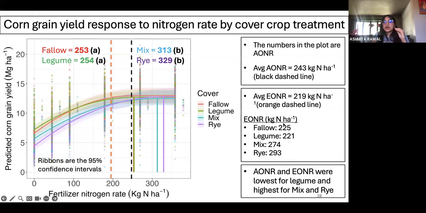And economic optimum nitrogen rate for all the treatments is over here, where legume was lowest at 221, and mixture was 274, and rye was 293. So we saw that for agronomic or economic, the optimum nitrogen rates were lowest for legume and highest for mixture and rye.